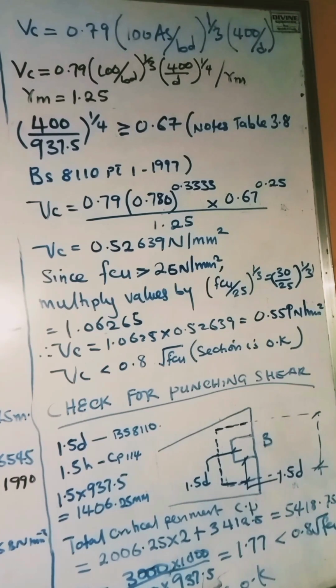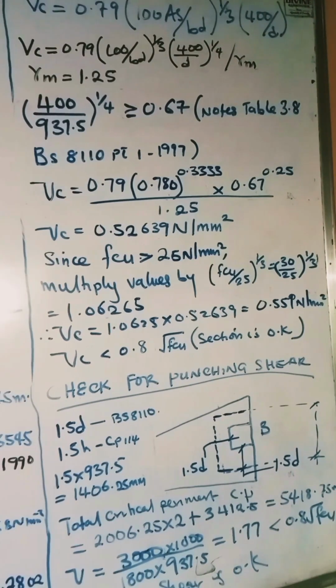Now, another check we're going to check is punching shear. Of course, BS 8110 for punching shear will have the distance of the face of the column to the critical perimeter to be 1.5d. CP110 gave a more accurate value, 1.5h. Of course, we know that the shapes are different for each of the code, but CP110 appears to be more accurate, though a little bit complex in determining the area covered by the punching shear. So we're going to work with BS 8110 1.5d.